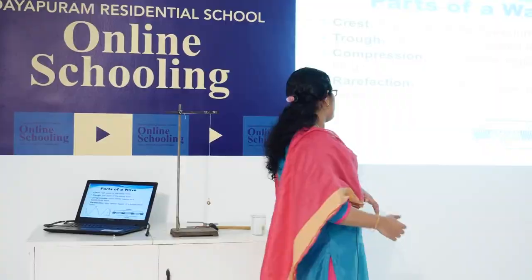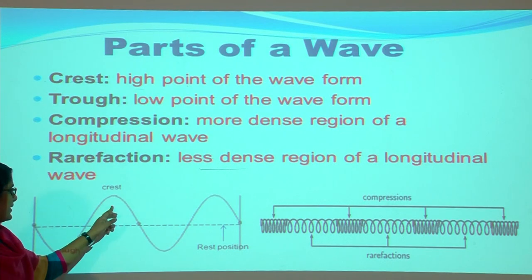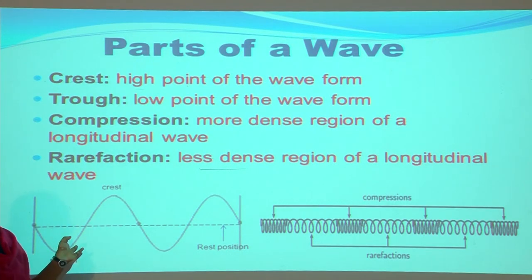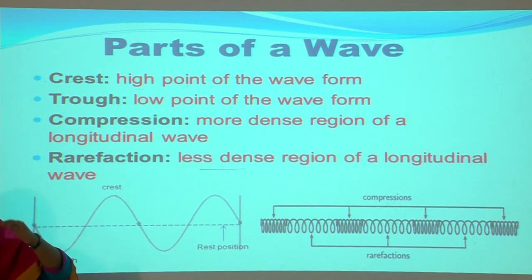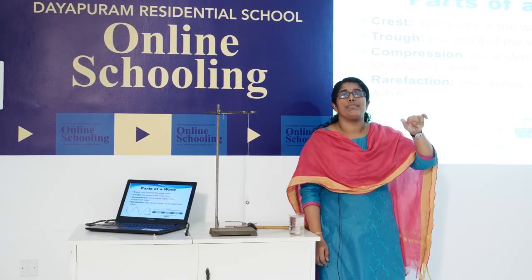So what are the different parts of a wave? One is the crest, the other is the trough. What is a crest? It is the high point or elevated point of a wave. What is a trough? It is the depressed position or low point of a wave.